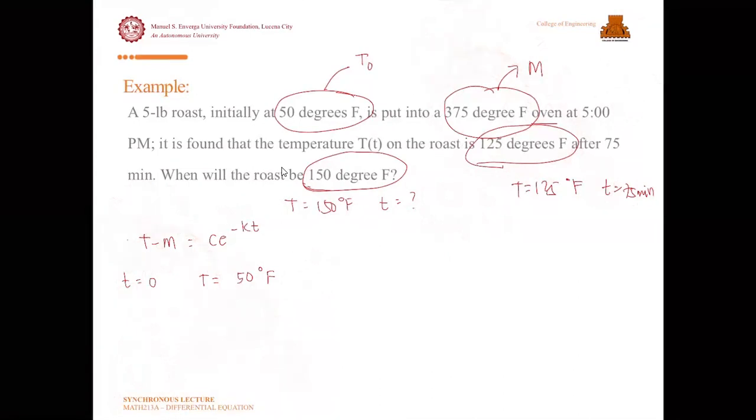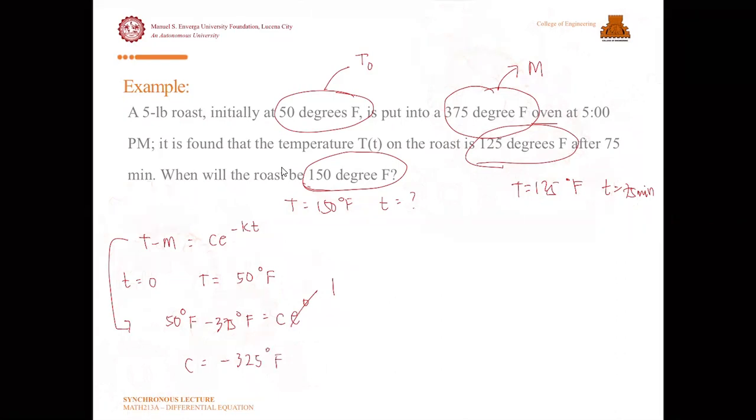Okay? So we can use this para makuha natin yung value ng C. Okay? Substitute natin sa formula. So we have 50 degrees Fahrenheit minus yung medium natin is 375 degrees Fahrenheit is equals to C e raised to negative k. Okay, wala tayong value ng k, pero i-multiply natin siya ng t, so times 0. So ibig sabihin e raised to 0 or ito is equivalent na sa 1, any number raised to 0 is 1. So ibig sabihin ng value ng C natin is equals to negative 325 degrees Fahrenheit.